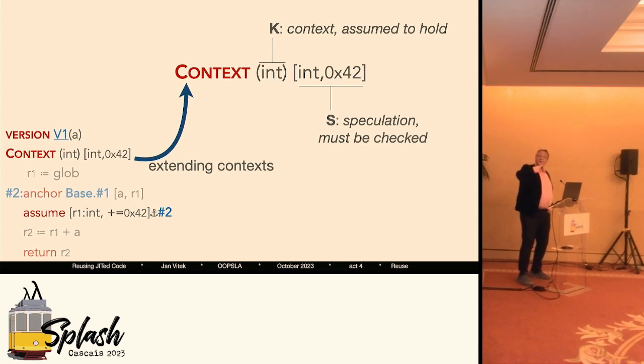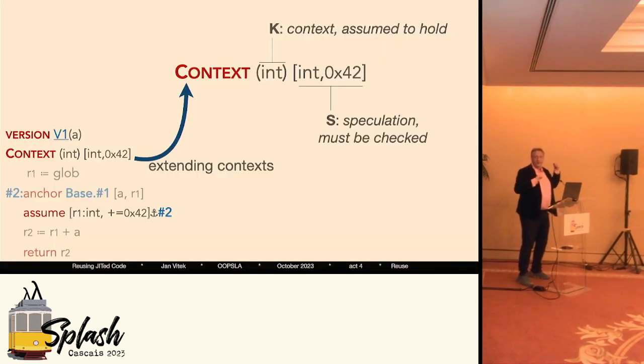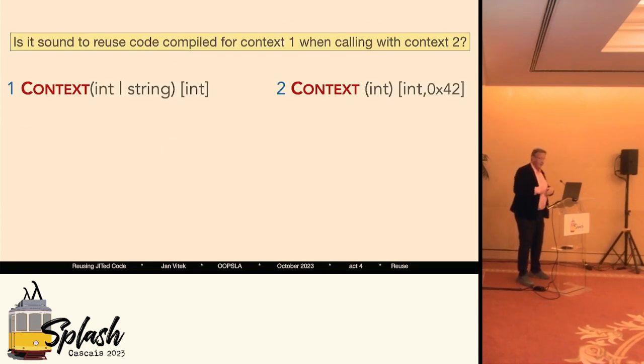Now, that's our K, the context, and now we are going to expand this with S, which we call the speculation. Essentially, it is what does the JIT speculate on in the body of this method? So K has to hold. If you don't have K, if it's not correct, your code will crash. S is the set of things I'm going to check on which I may or may not de-optimize. So now to answer the question I started with, when is it sound to reuse compiled code?